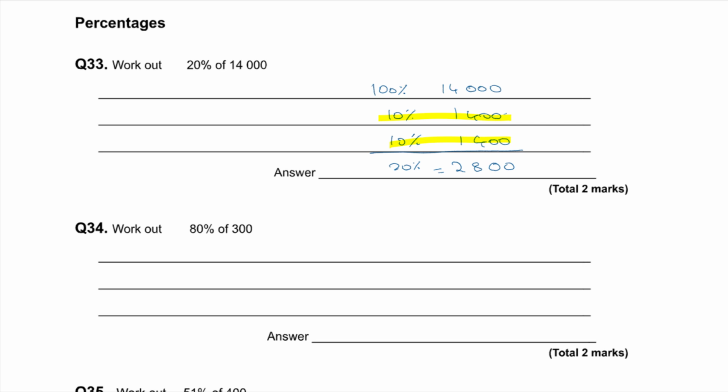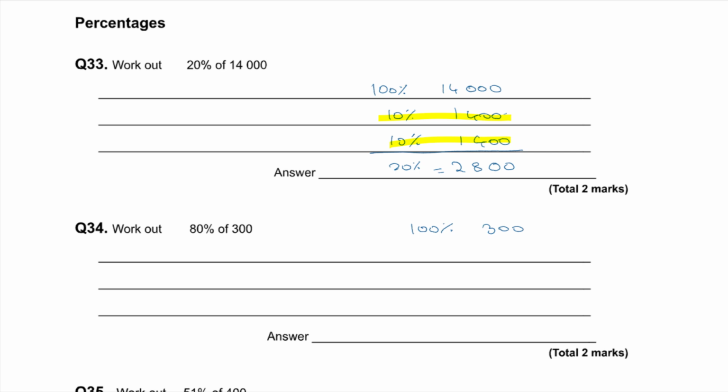I'm going to do something similar here for working out 80% of 300. I'm going to start off with the fact that 100% is equal to 300. Now to find 80%, there are different ways of doing it. I could find 20% and subtract it from 100%. I think that might be the easiest way. Or I could do 50%, 10%, 10%, 10%.